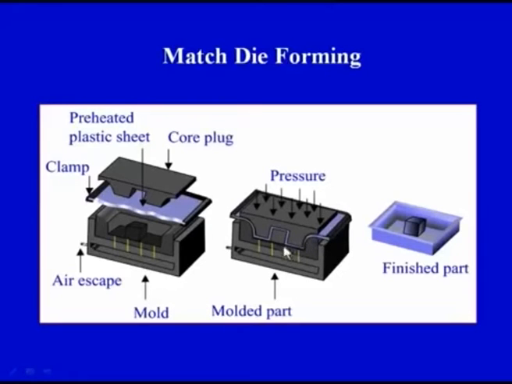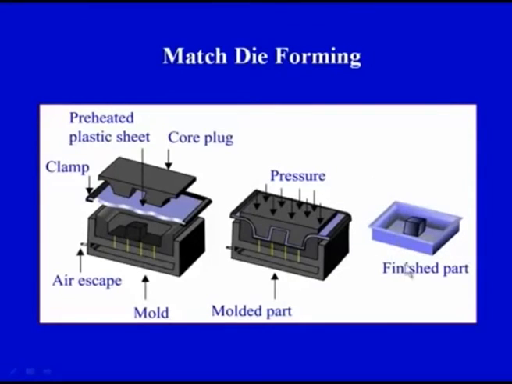This is my molded part. You can just see the movement of the arrow on your screen. So this is the final shape that would be achieved after the process is complete and the sheet is allowed to cool inside this mold cavity. So we have a preheated plastic sheet, we have a core plug, we have a mold, and there is a port which is provided for the escape of the air, and finally we will get the finished part.